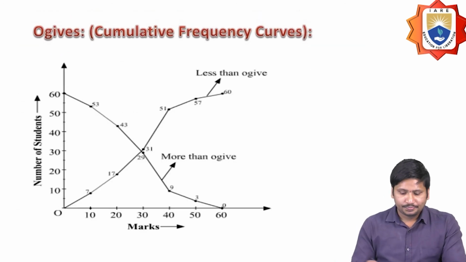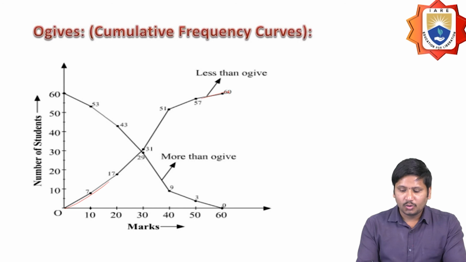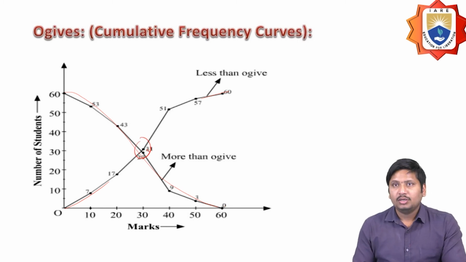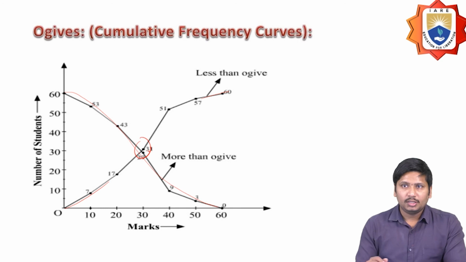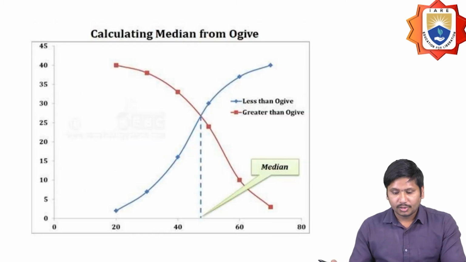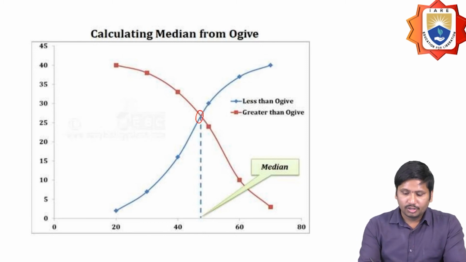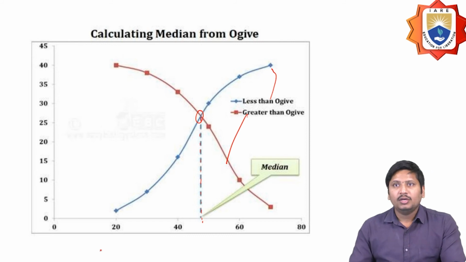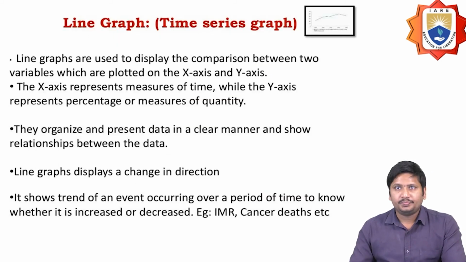See, this one is the less than ogive, and this one is the greater than ogive. The intersection of these two is what we can call the ogive point. This one is the less than ogive, and this one is the greater than ogive. Then how are we going to calculate the median from the ogive? The intersection point of these two ogives, the less than ogive and the greater than ogive, is the median value, the ogive center point.